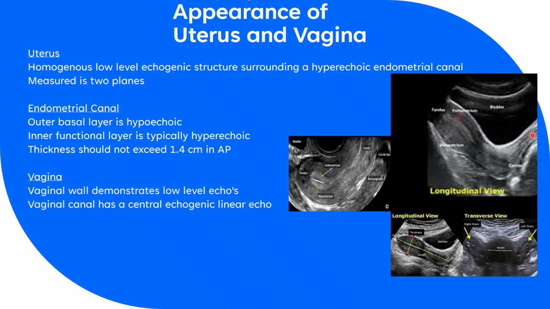So we have this low level echogenic line with a central echogenic linear line in the center of it. So here's our vaginal canal coming all the way here, and there's that bright line. And here are our fornices coming up here, and then our cervix, and then into the uterus we go. So there's our vaginal canal there. And again, we have our cervix here, there's our fornix, and there's our vaginal canal with that bright hyperechoic line inside.